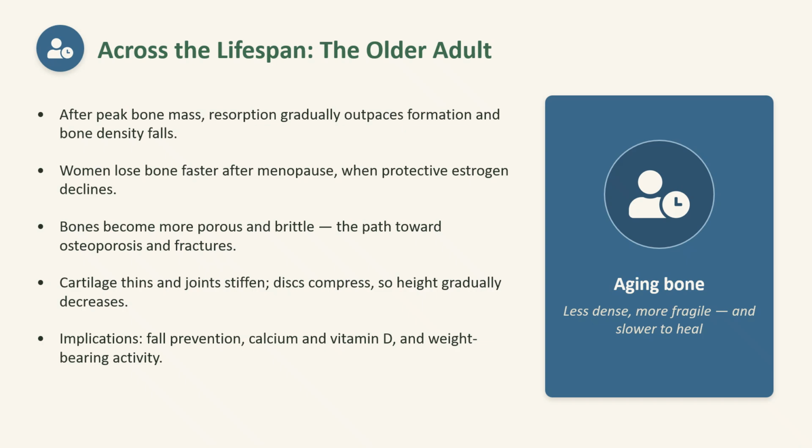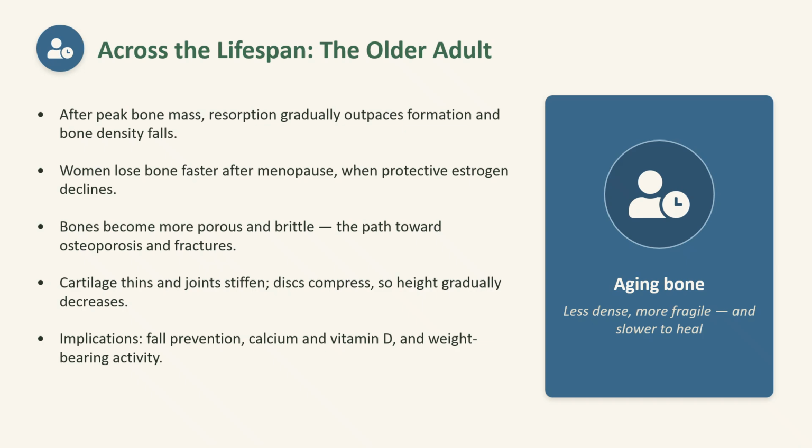At the other end of life, the balance we discussed tips the wrong way. Once past peak bone mass, resorption gradually outpaces formation. The osteoclasts remove a little more than the osteoblasts replace, year after year, and bone density slowly falls. This happens to everyone, men and women alike. But women lose bone faster after menopause because estrogen restrains osteoclast activity, and when estrogen declines, that brake comes off.